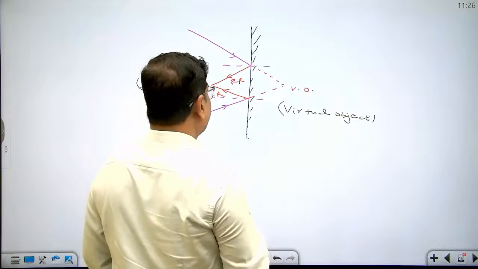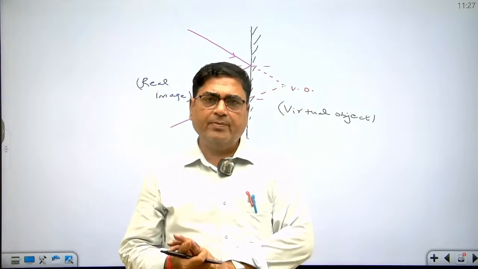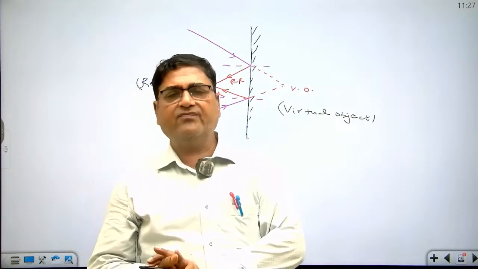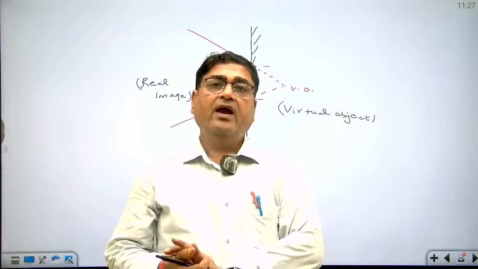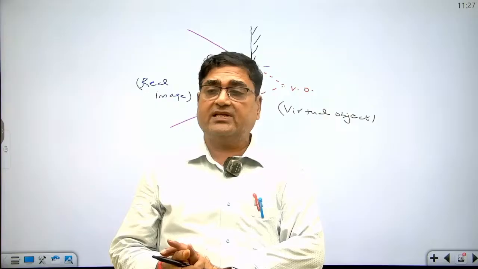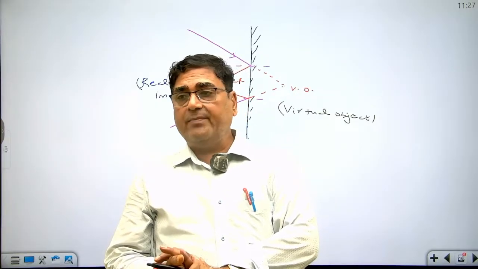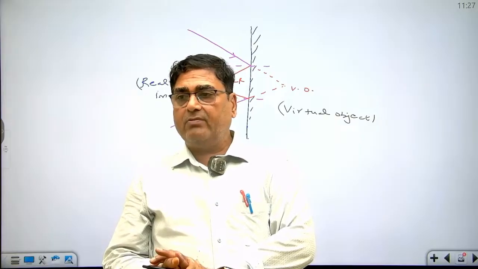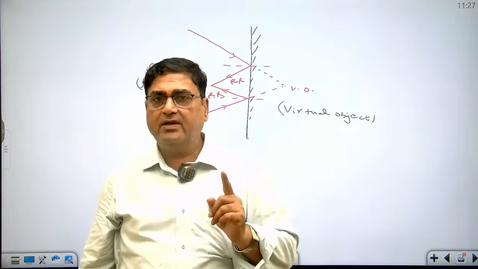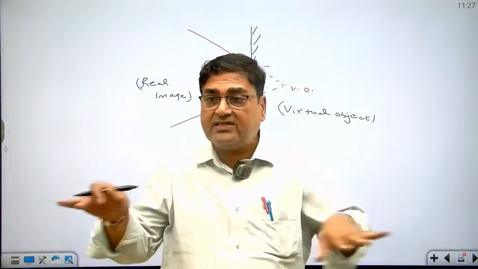This is virtual object. Okay, so what you observe? A plane mirror may form both the type of image, real image as well as virtual image. For real object it forms virtual image, and for virtual object it forms real image. And whatever is the perpendicular distance of object from the mirror, same is the perpendicular distance of image from the mirror. Always remember, object and image always remain located at the perpendicular bisector to the mirror.